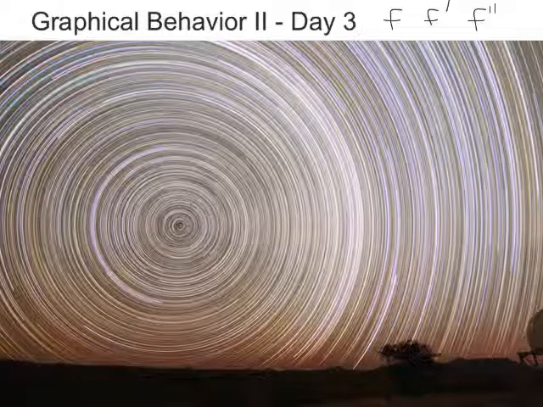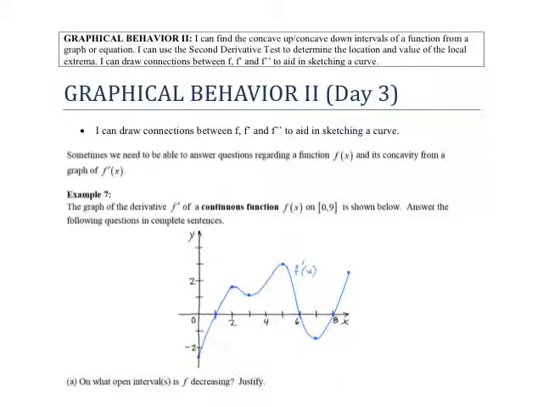So we're going to combine the last 2 days, last 4 days actually, into one summation lesson. All right, so let's get to it. What we have here in example 7 is the graph of the derivative. So this is not the function, but this is the derivative of a continuous function. And it tells us that it goes from 0 to 9. We don't really have 9 plotted here, but I'll drop it on there.